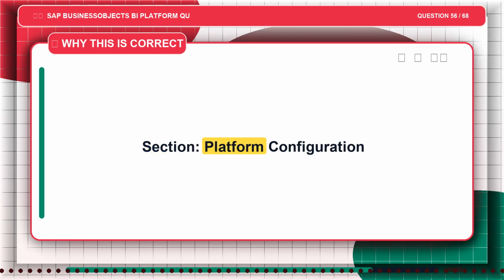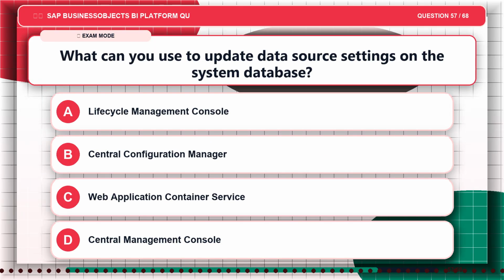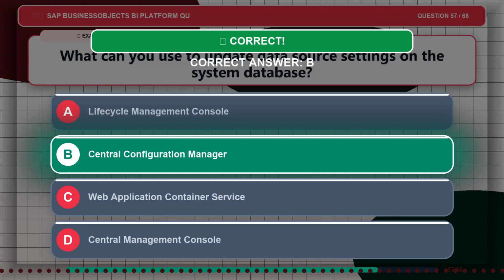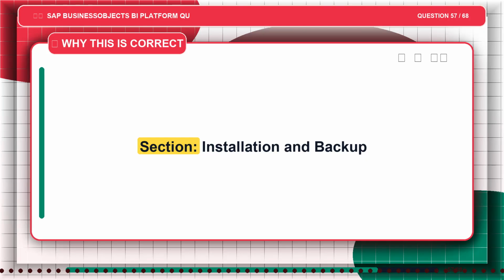Section, Platform Configuration. Question 57. What can you use to update data source settings on the system database? Option A, Lifecycle Management Console. Option B, Central Configuration Manager. Option C, Web Application Container Service. Option D, Central Management Console. The correct answer is option B. Central Configuration Manager. Section, Installation and Backup.